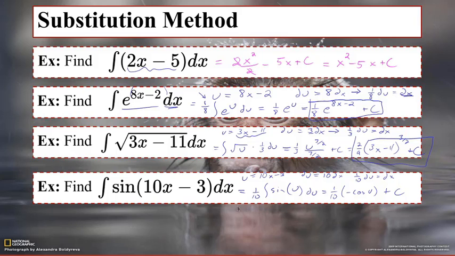All right, so let me switch colors here, see if that works. That looks a little weird. Green. It's a little better. Okay, equals. Now I'm just plugging in what I chose for u. Okay, so I brought the negative out. I'm going to have negative 1/10 cosine of 10x minus 3 plus c. And that's my integral.